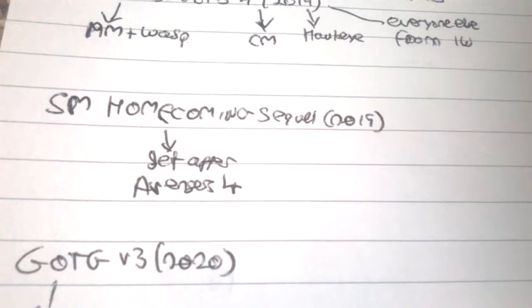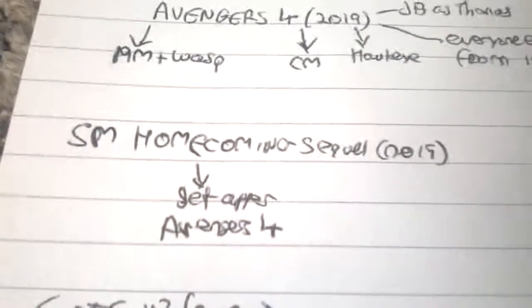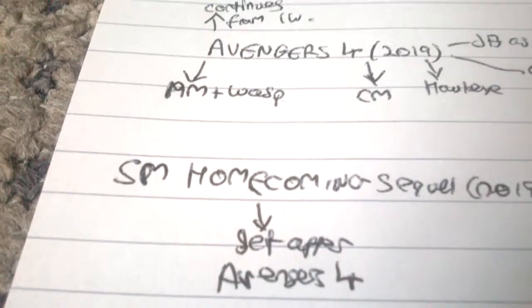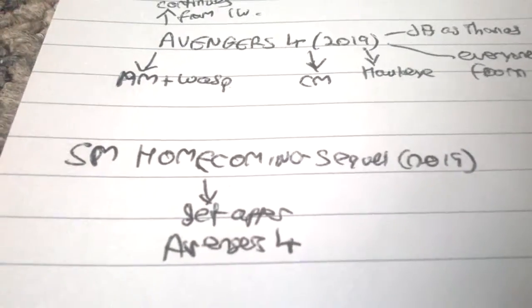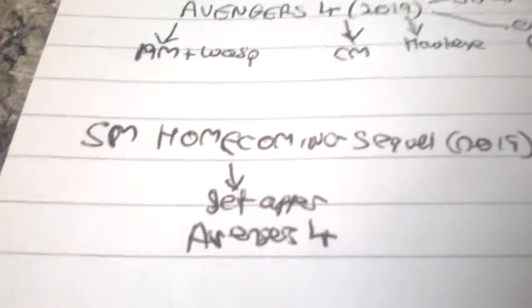Spider-Man: Homecoming sequel in 2019. It's set after Avengers 4, and it has Tom Holland in it. Tom Holland is being announced as one of the cast members, so obviously he survives Infinity War and Avengers 4, and so they should have thought about that before killing him off, before disintegrating him.